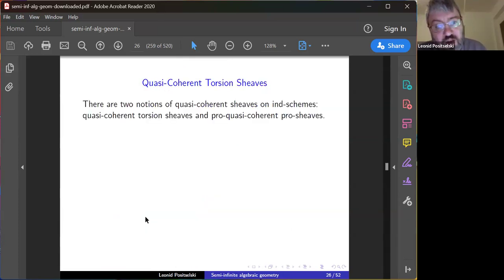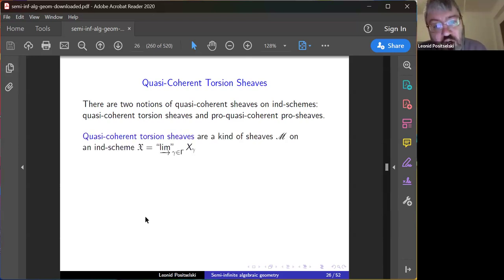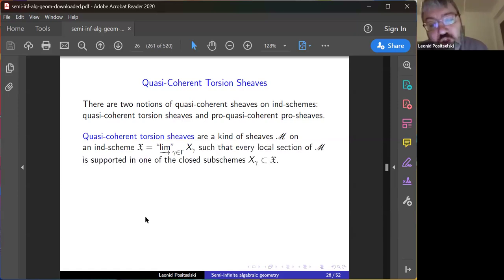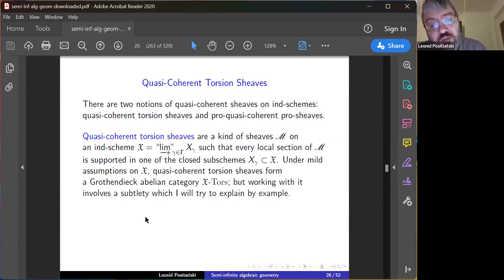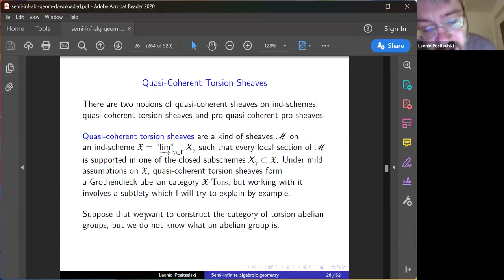Quasi-coherent torsion sheaves. There are two notions of quasi-coherent sheaves on ind-schemes: quasi-coherent torsion sheaves and pro-quasi-coherent pro-sheaves. Quasi-coherent torsion sheaves are a kind of sheaves on an ind-scheme such that every local section of M is supported in one of the closed subschemes X_gamma. Under mild assumptions on X, quasi-coherent torsion sheaves form a Grothendieck abelian category X-tors. But working with it involves a subtlety, which I will try to explain by example.